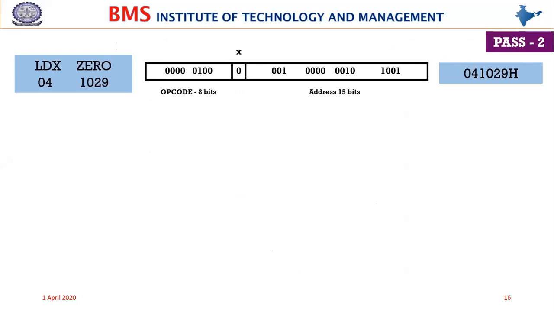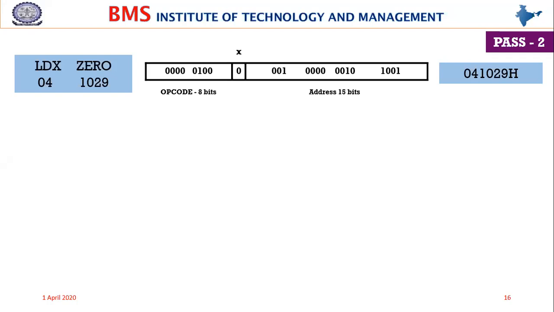This is a simple direct addressing. So for that reason, the X bit is made equal to 0. It's not an indexed addressing mode, it's a direct addressing mode in SIC, so X is made equal to 0. And the opcode 04 is written in binary. You can see the first 4 zeros indicate 0, and the next 0100 indicates 4.